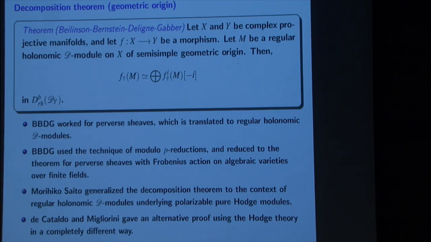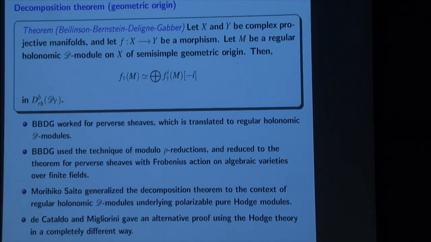And the work of de Cataldo and Migliorini is also very great and interesting. They gave an alternative proof of the original decomposition theorem by using Hodge theory in a completely different way. And their work recently brought us very exciting new development in representation theory due to Williamson. So anyway, both are very interesting.